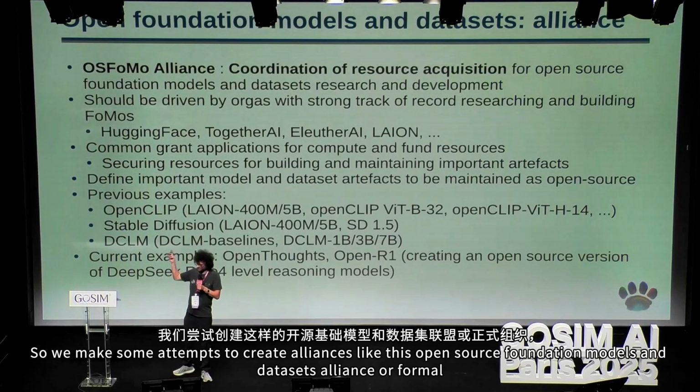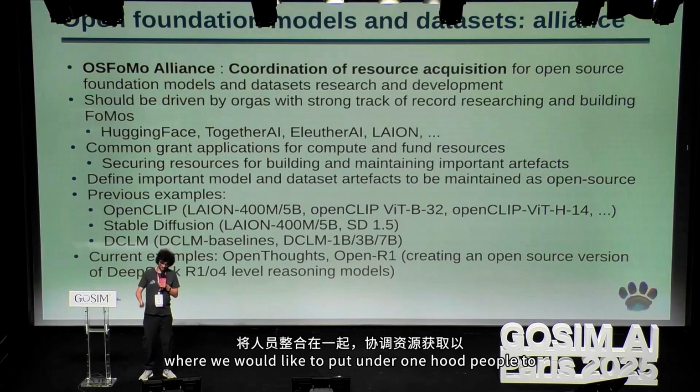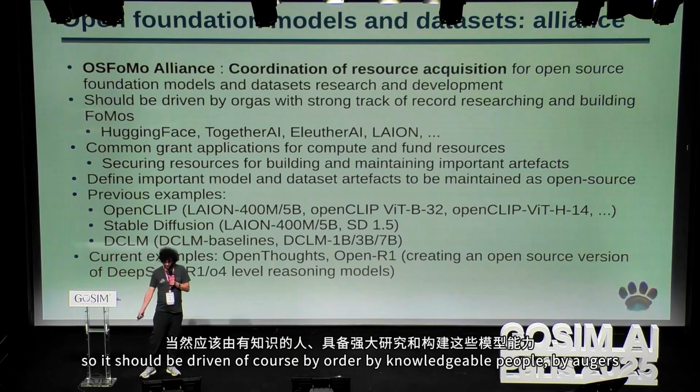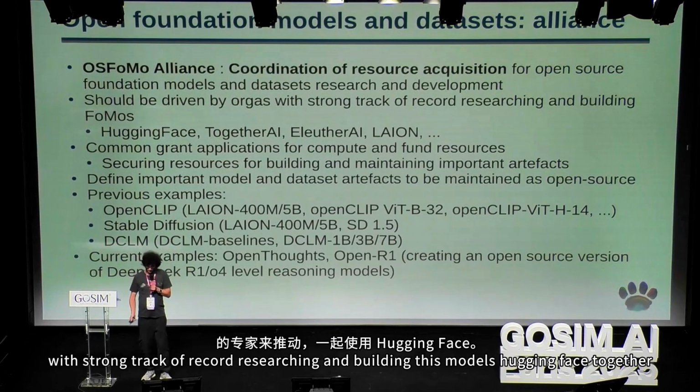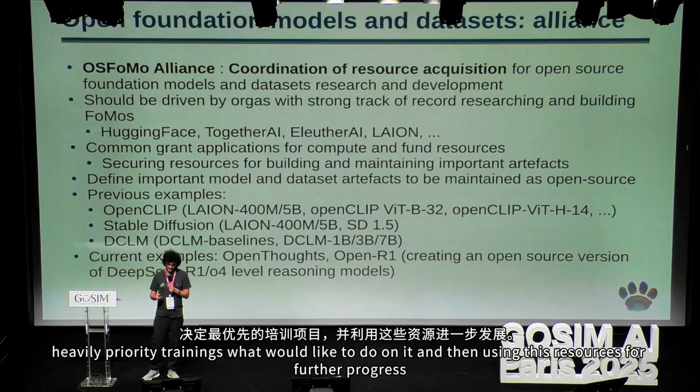So we make some attempts to create alliances like this Open Source Foundation Models and Datasets Alliance, OSFOMO, where we would like to put under one hood people to coordinate resource acquisition for open source foundation models and datasets research. It should be driven, of course, by knowledgeable people, by organizations with a strong track record researching and building these models: Hugging Face, Together AI, EleutherAI, LAION. Hopefully we can come together, write common grants, decide what the highest priority trainings are, and then use these resources for further progress.